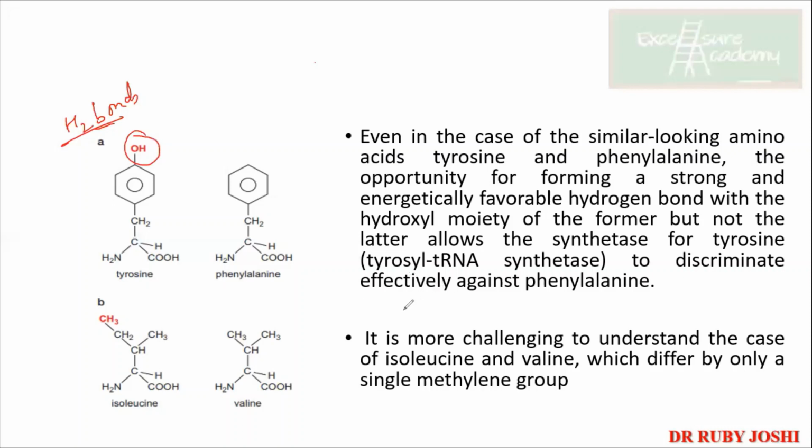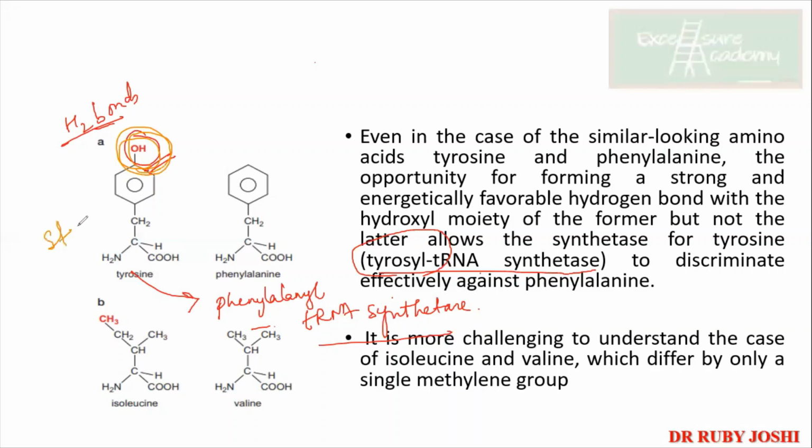For example, if I take tyrosyl tRNA synthetase, what does it mean? This tRNA synthetase is going to attach the amino acid tyrosine to the tRNA. So if tyrosine is coming, it is going to make additional contact with the OH of the amino acid. Now, if I had phenylalanine tRNA synthetase and tyrosine is coming, what will happen? Because of the presence of this OH group, there will be a steric clash.